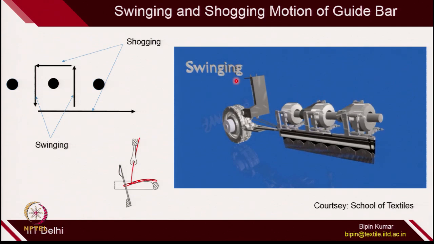So, the first motion is swinging motion, which is just the guide bar swinging from the back side of the needle to the front side, and then from the front side of the needle to the back side. This is what swinging motion is, shown here in these two swinging motions. And the other motion which is important during the course is sagging motion.